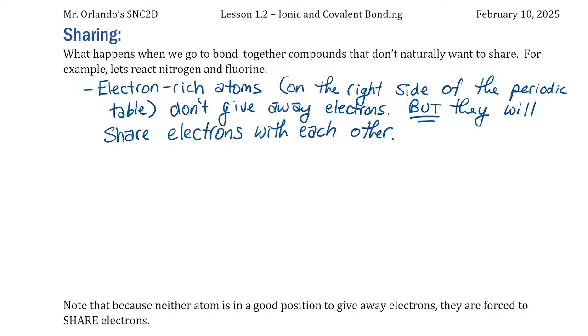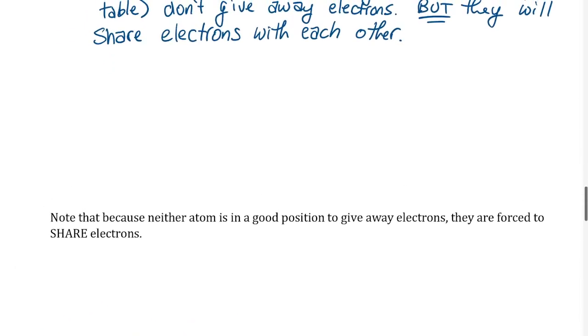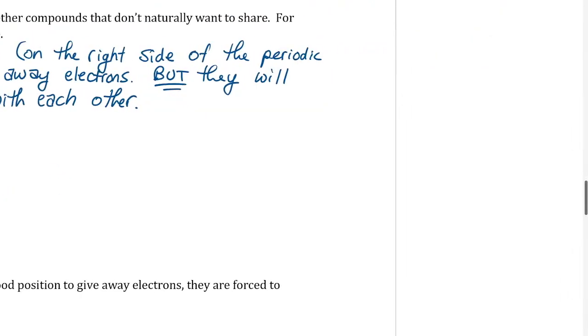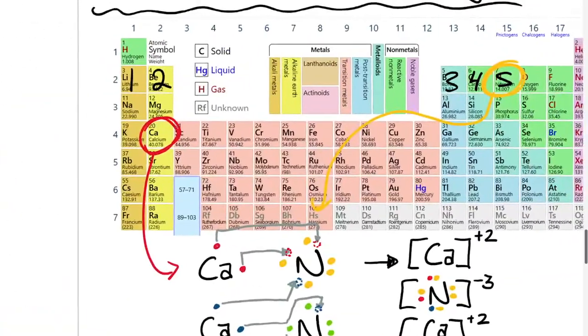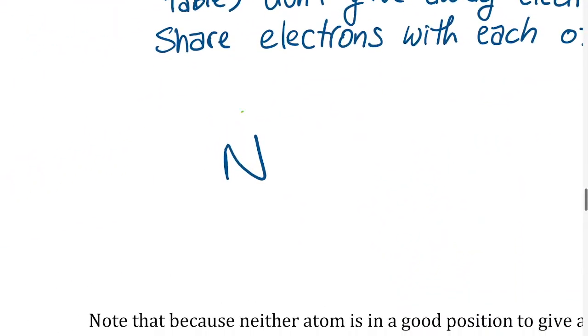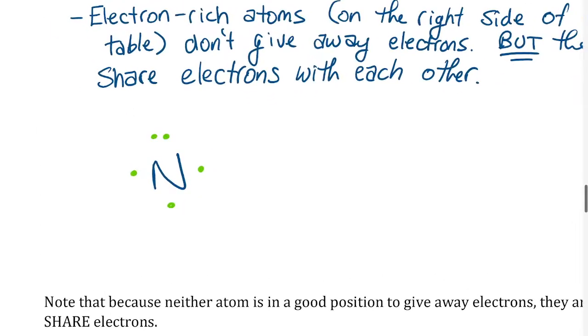And so we can look at this example. Nitrogen and fluorine. So if nitrogen is here, we can look at the periodic table. And like we already saw, nitrogen has 5 electrons. So it's got 1, 2, 3, 4. I'm going to put a 5th up here. And we said we want to react this with fluorine. Well, we'll put a fluorine right here.